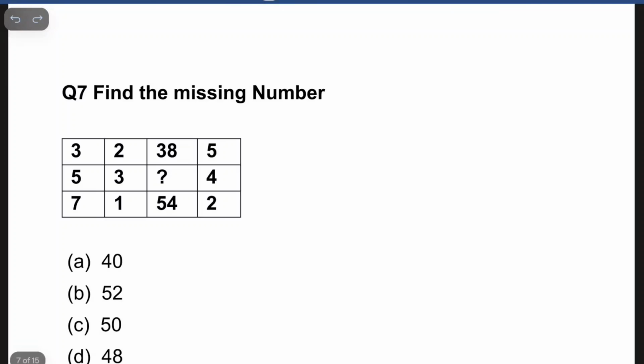Now question number 7, we have to find the missing number. Now we have been given a matrix, so we have to find the logic row wise or column wise to find this missing number. Now let us try the logic row wise. Now if we square 3, 3 square plus 2 square plus this 5 square, this is 9 plus 4 plus 25. This gives 38. Similarly, we'll try with row 3 also.